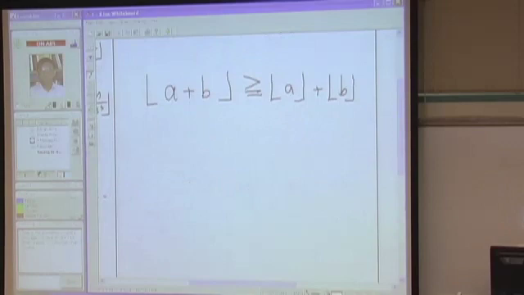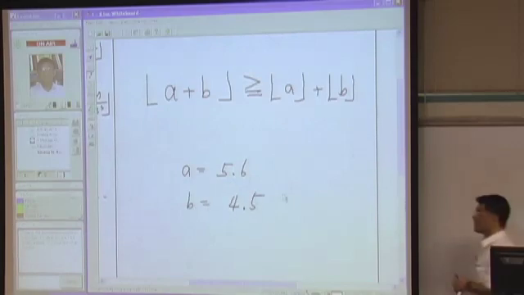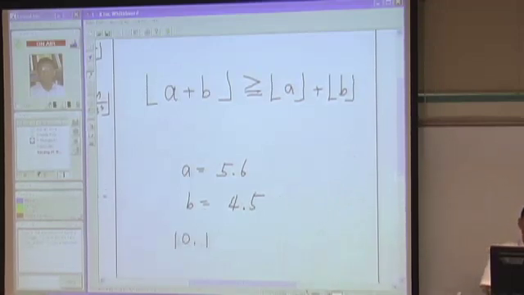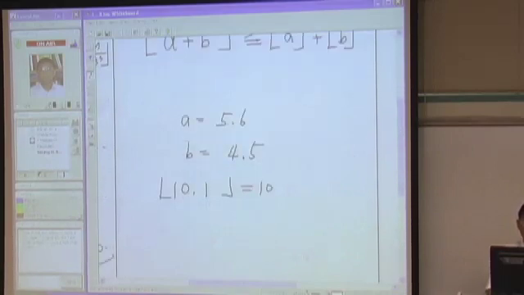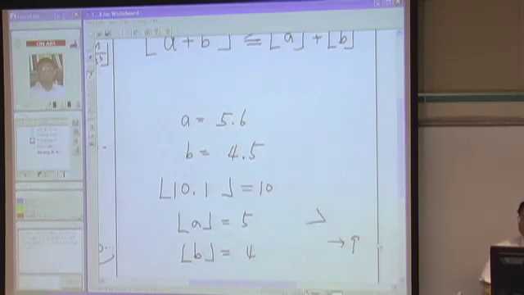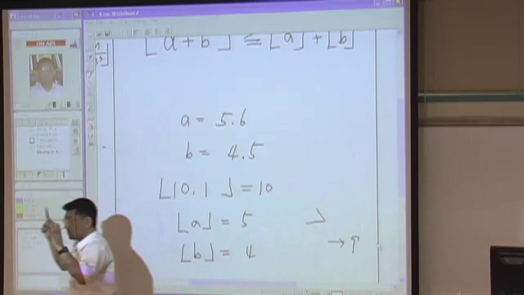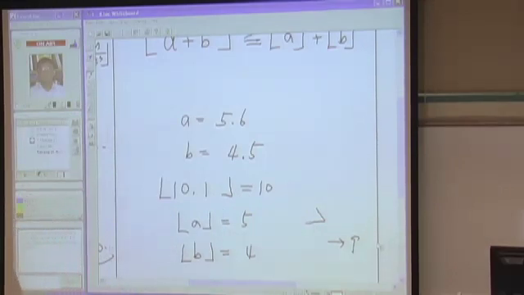And for instance, consider, you may pick any number, A is 5.6, B is 4.5. Assume that we have these two numbers. Then A plus B is what? 10 plus 1, right? 10.1, and the floor is 10. What about the floor function of A? The floor of A is 5. What about the floor of B? 4. So the floor of A plus the floor of B is 9. So as you can see, 10 is greater than 9. So when you have addition and then the floor function, that is bigger than separate floor functions and addition later.